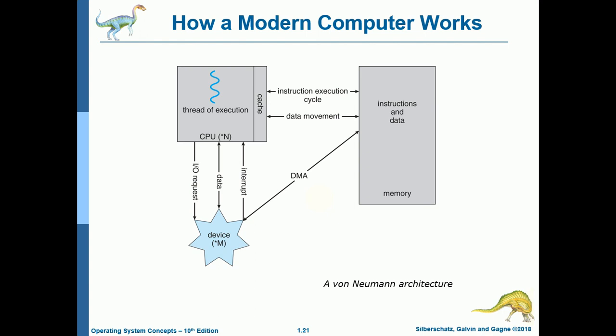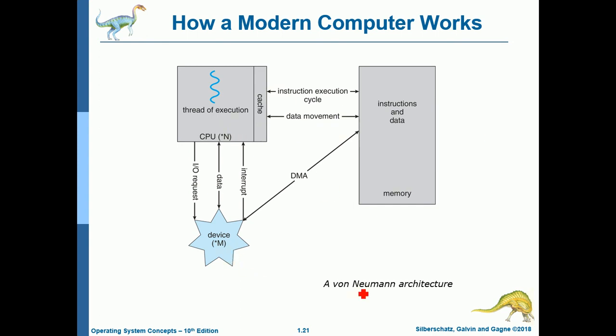Okay, how a modern computer works. We have a CPU, a device, and then memory. Inside the CPU, we have a thread of execution, and of course, as I've said, there is a cache. Then in memory, we have instructions and data. There is a bidirectional flow for the instruction execution cycle, and then there's data movement between the CPU and the memory.